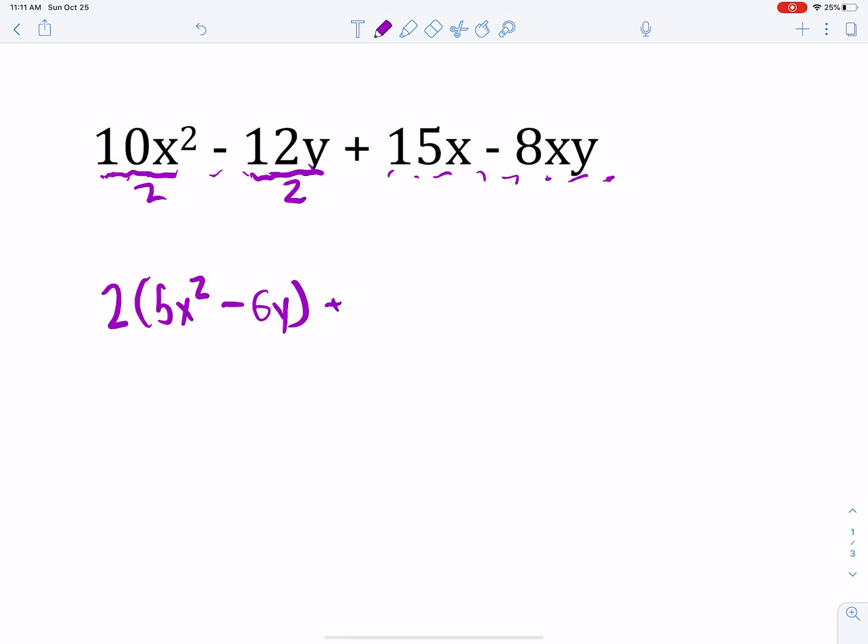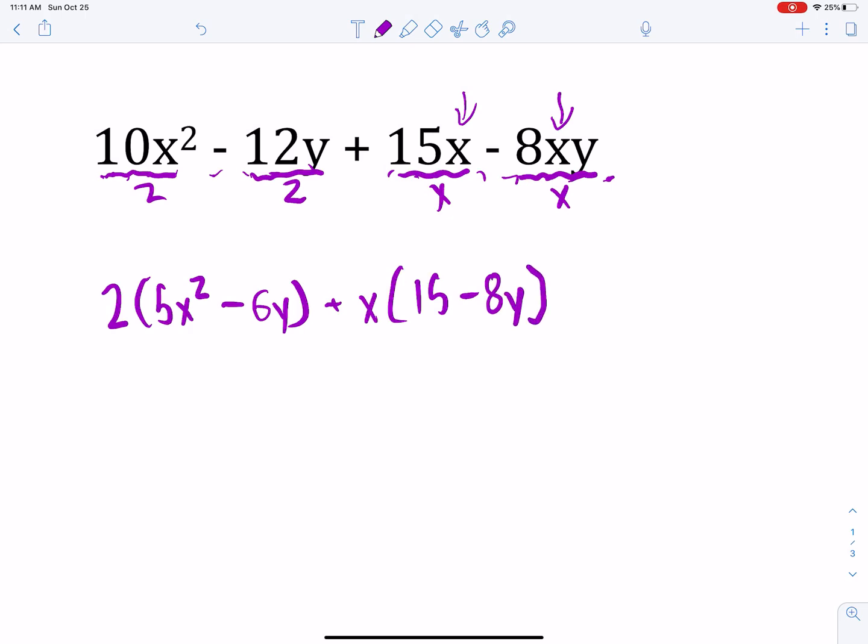Next, from those last two terms, it looks like there's an x in both terms. So we'd factor out an x. When we do that, 15x divided by x is 15. 8xy divided by x, we would have minus 8y.